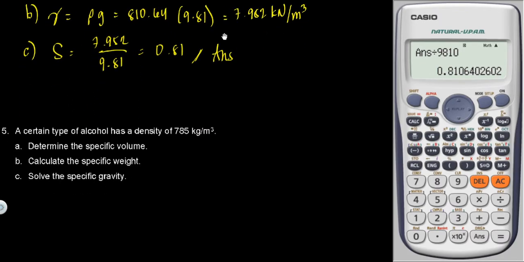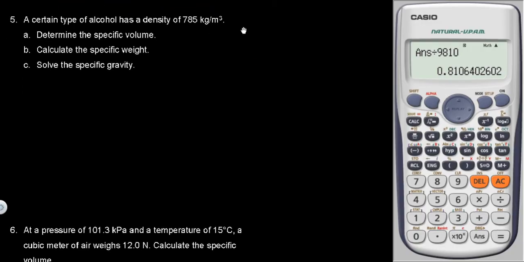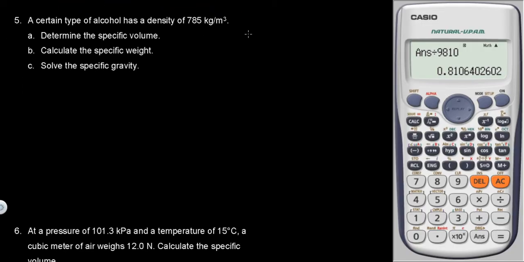Number 5. A certain type of alcohol has a density of 785 kilogram per meter cube. Determine the specific volume, calculate the specific weight, and solve for the specific gravity. Okay, so given the density of alcohol.